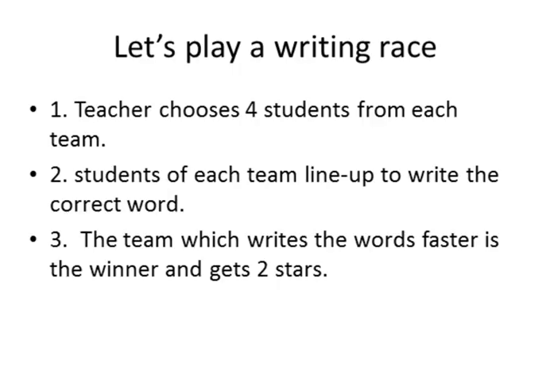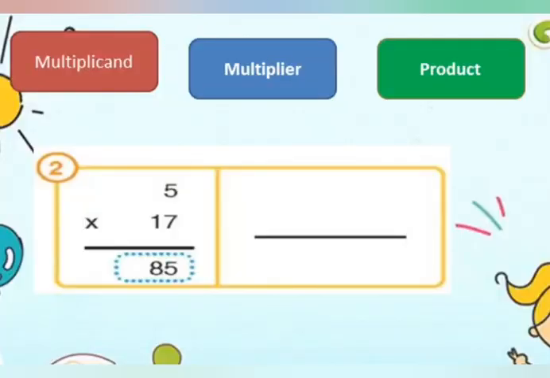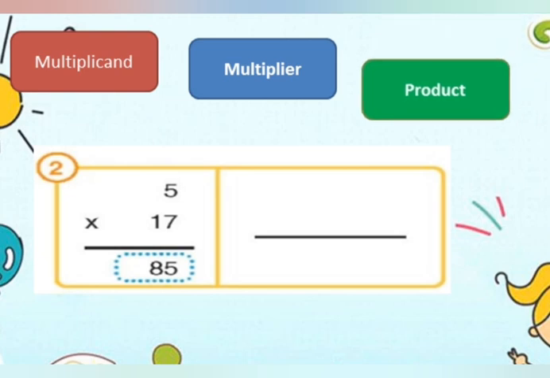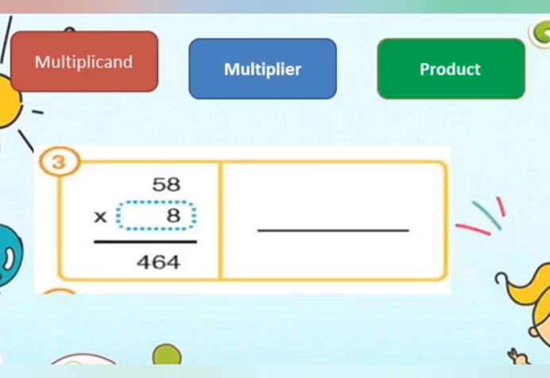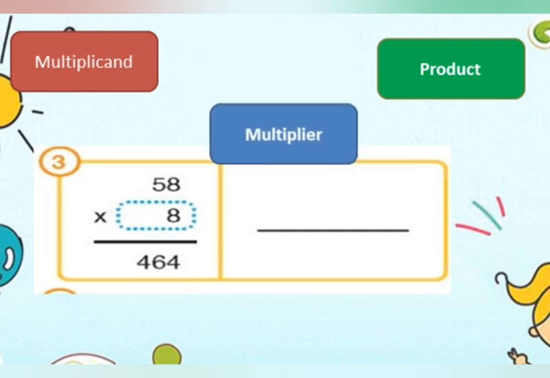After this activity, we can play a game, a writing game, or whatever else. For example, the teacher chooses 4 students from each team and they line up. They write the correct words one by one, and the faster wins a star. So let's say the students are lining up. They see the options multiplicand, multiplier, and product. So they write the right answer on the board one by one, and this way they will be getting their stars.